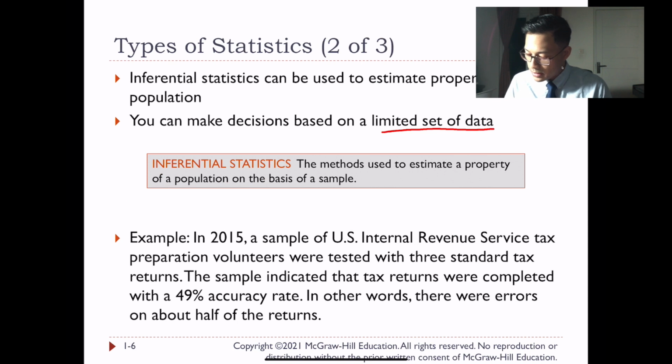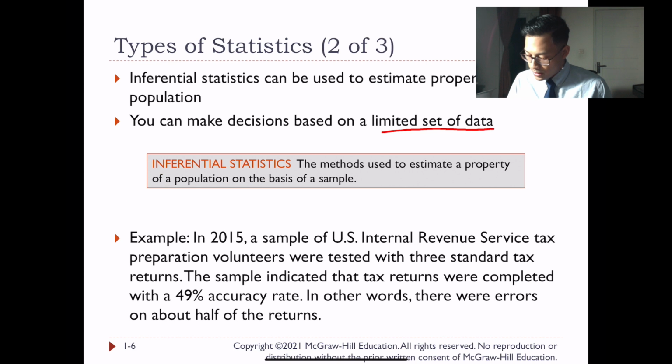So inferential statistics is basically the methods used to estimate a property of a population on the basis of samples. So what is a property of a population? Well, one of the properties of a population is the population mean. Another property of a population is the population variance. So that's something that we're going to estimate using samples.